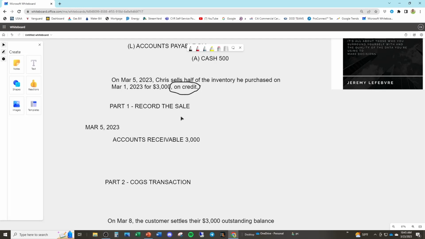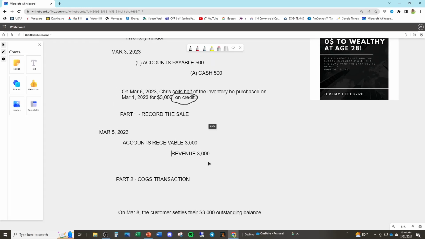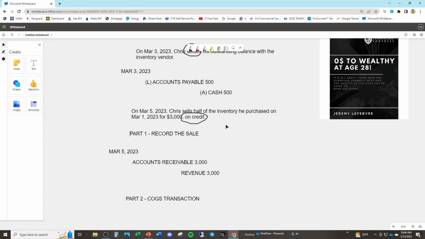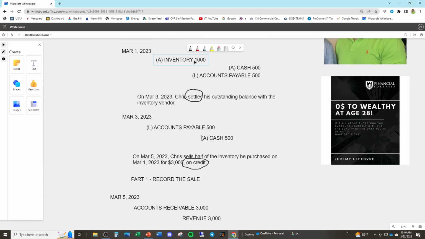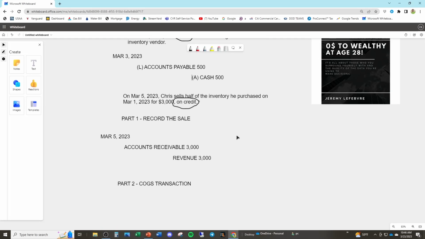Our credit is to what? Well, we sold something. When you sell something, you're generating revenue. So we're going to credit revenue for $3,000. So far, so good. We have our debit and we have our credit, and that's the sale part of the journal entry. Now we have to do the cost of goods sold transaction because we sold the inventory, right? We have to take this inventory off of our books, or at least some of it, and record the cost, the expense of the inventory.